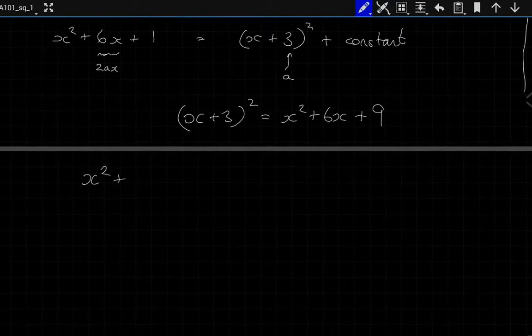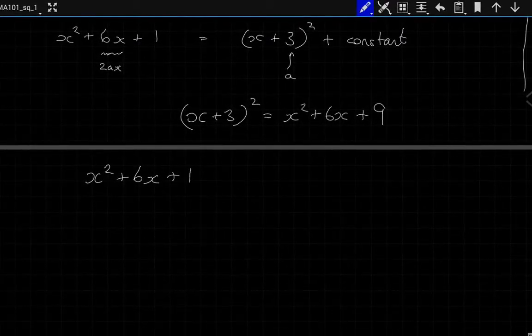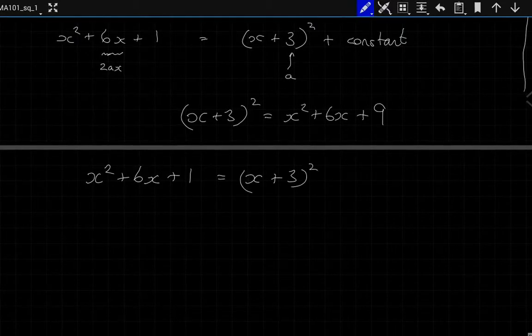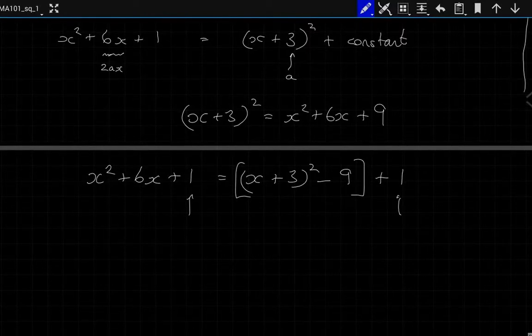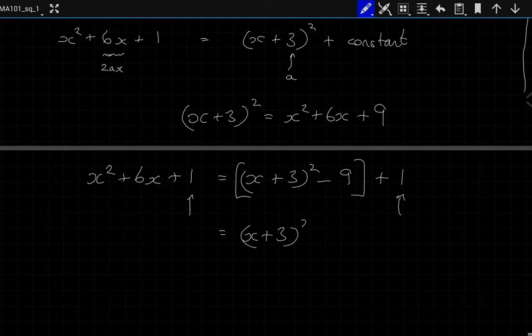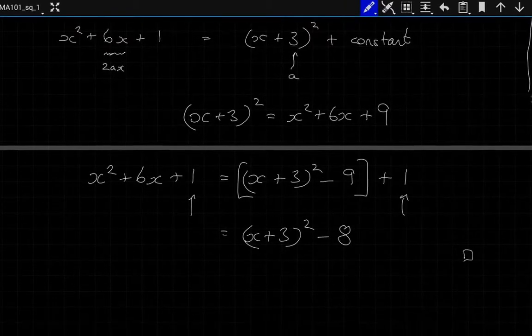So x squared plus 6x plus 1 is x plus 3 squared minus 9, and I'm adding on this 1 again. That's x plus 3 squared minus 8. Okay, done. Let's do it.